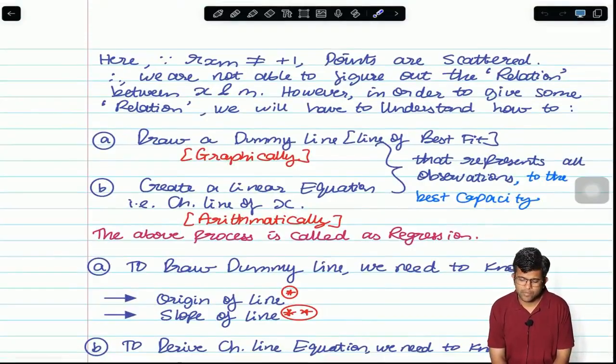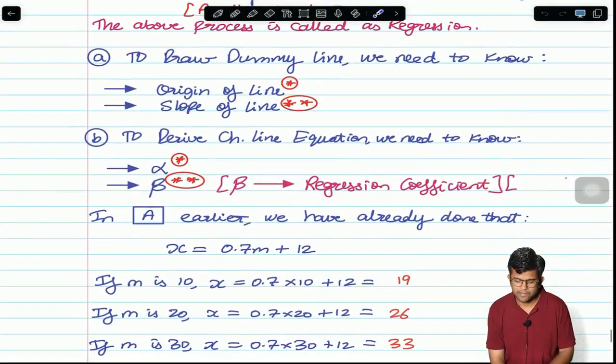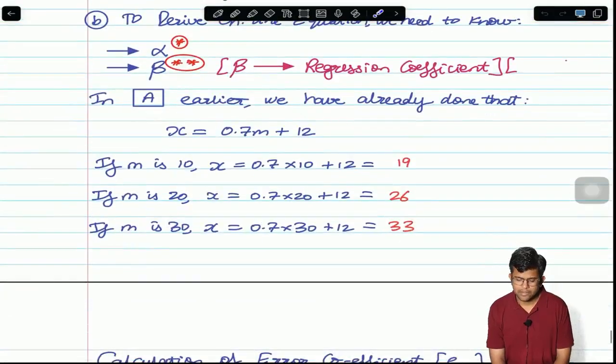Therefore, we are not able to figure out the relation between x and m. However, in order to give some relation, we have to understand how to draw a dummy line, create a linear equation. The above process is called regression. To draw a dummy line, we will need to know the origin of the line, that is nothing but alpha, and the slope of the line, that is nothing but beta. In A earlier, we already did that, x equal to 0.7 m plus 12.